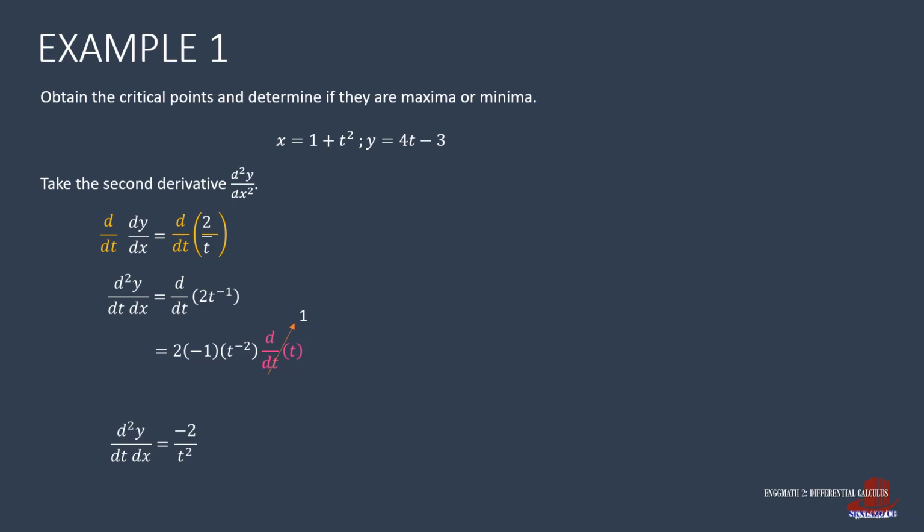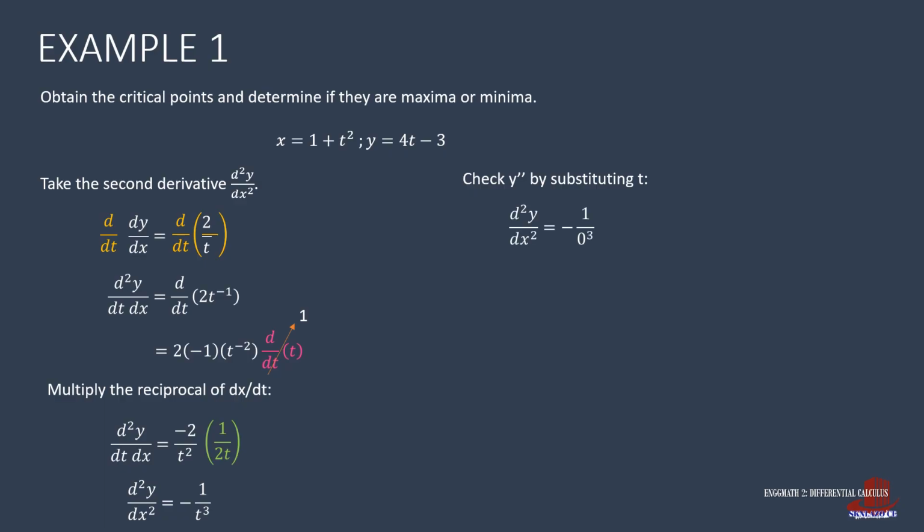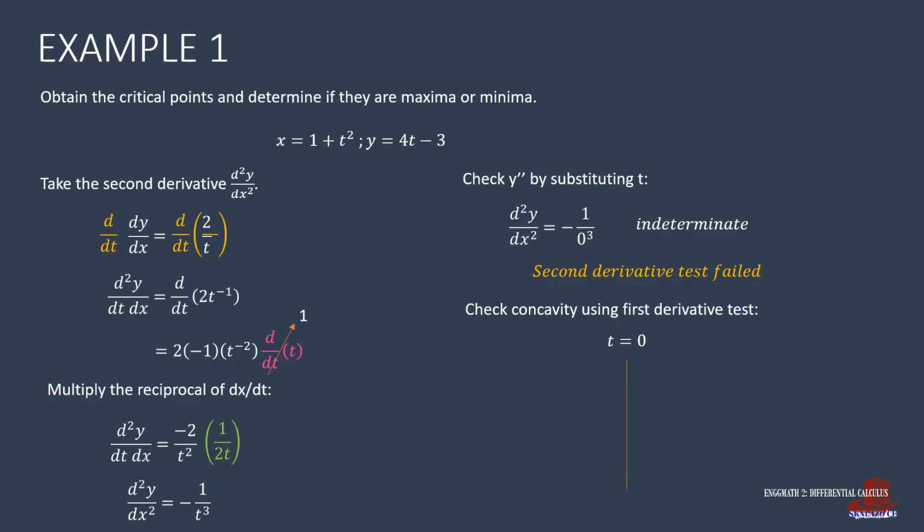Now eliminate dt by multiplying the reciprocal of dx over dt, that is 1 over 2t. This makes the equation the second derivative of y with respect to x, which is then simplified as negative 1 over t cubed. Now let's test the second derivative by plugging the value of t, which is 0, making d squared y over dx squared as negative 1 over 0 cubed, making the whole derivative as indeterminate, which means the second derivative test failed. So the other option is to use the first derivative test.